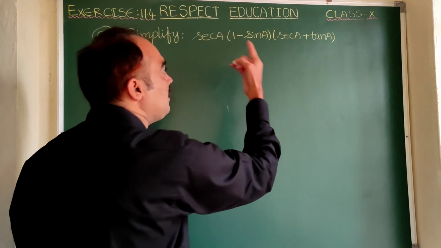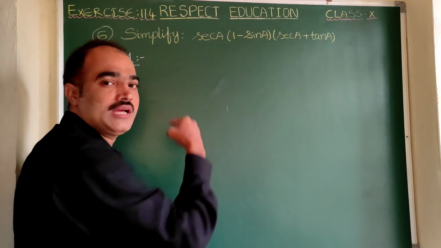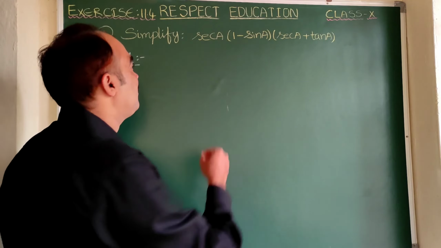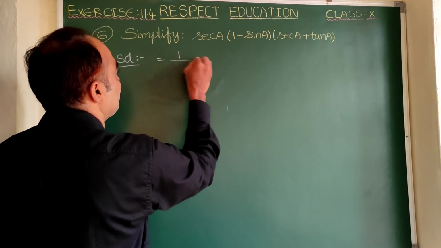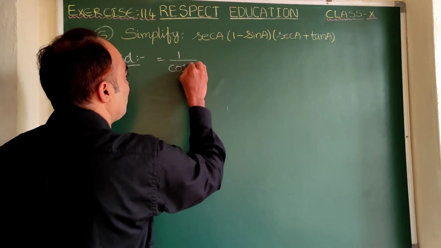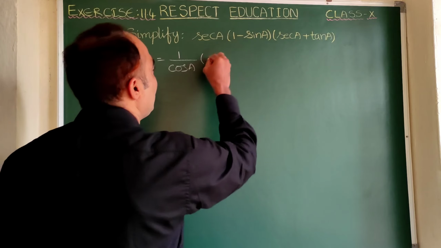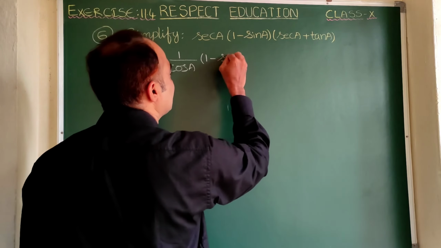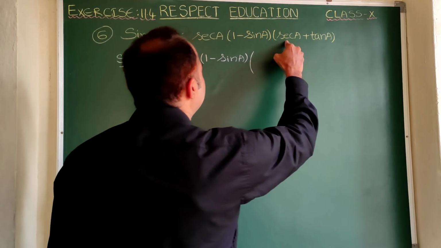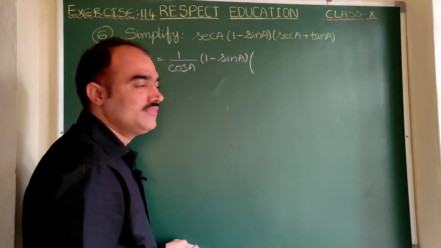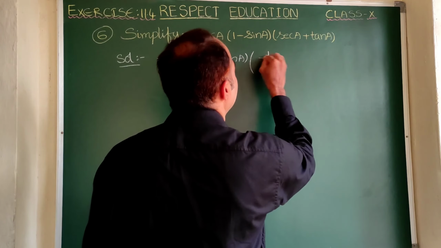Secant A in terms of cos A, how can it be written? 1 by cos A. Secant A is 1 by cos A. So 1 by cos A into 1 minus sin A, let us write as it is. Again same, secant A can be written as 1 by cos A.